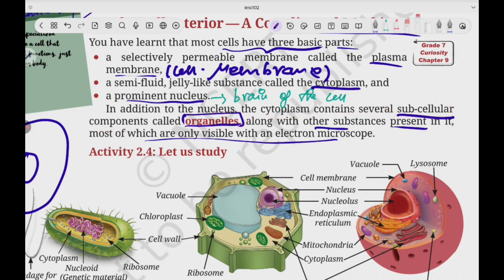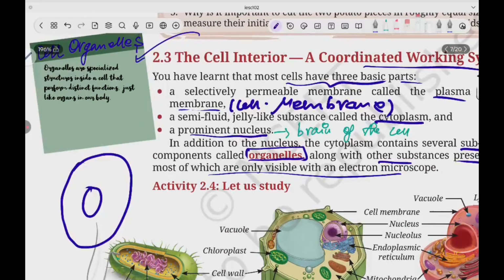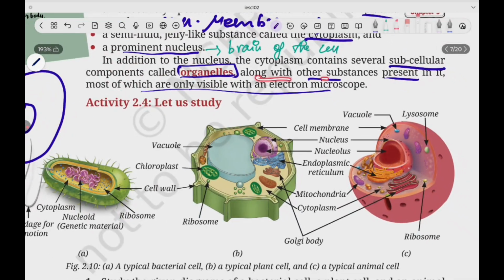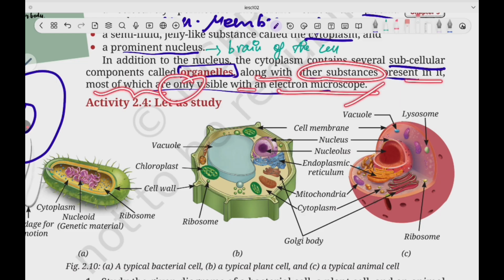So you can also write, subcellular components inside the cell are called cell organelles, or in better detail you can write this definition: along with other substances present in it, most of which are only visible with an electron microscope. So by using an electron microscope we can observe this.